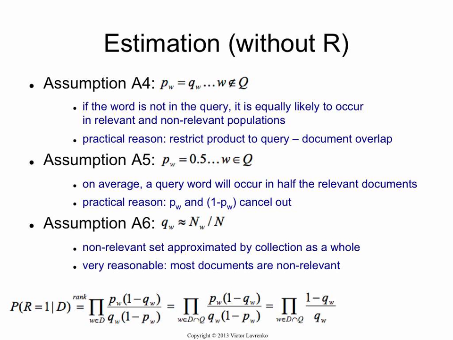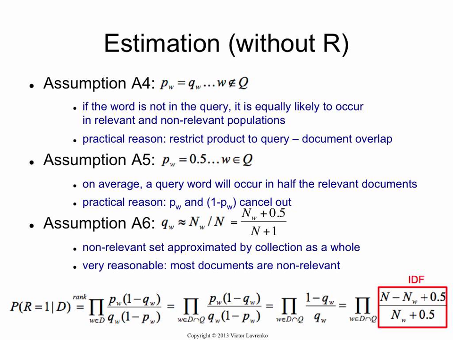So what you can do is take your entire corpus, your entire collection, and count how many documents contain a word. That's going to be a pretty good estimate for the probability of the word in the non-relevant set, because the collection as a whole is a very good estimate of the non-relevant set. 99.99999% of the documents are non-relevant, so taking the whole thing as an approximation for the non-relevant set is a very good approach. If you do that, that is the formula that you get.